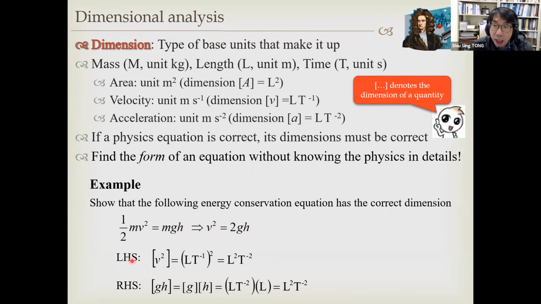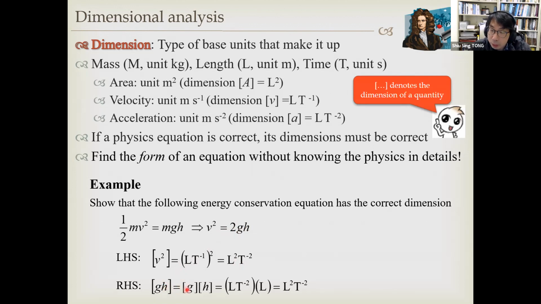The left-hand side has the dimension of v squared, okay? And the dimension of v is LT to the power minus 1. So we square it. So the dimension of v squared is L squared T to the power minus 2. That is the dimension of v squared. And how about the right-hand side? The 2 does not carry a dimension. It is only a number.